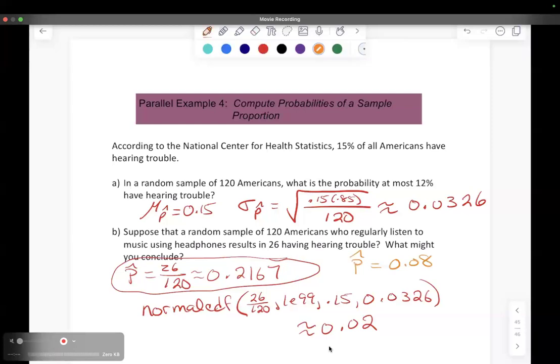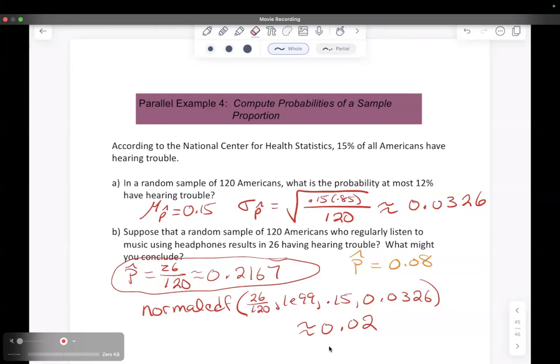If it's asking whether it's unusual or not, how do you determine that? If the probability is less than 5%, then it is considered unusual. So the 0.02 is what we'd be looking at, and if that's less than 5%. Since that's 2%, it's considered unusual.